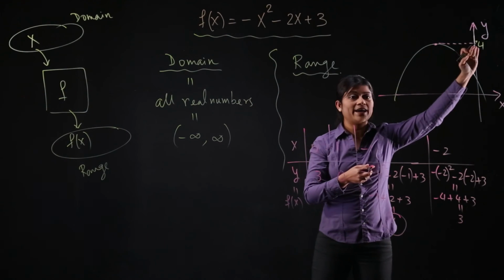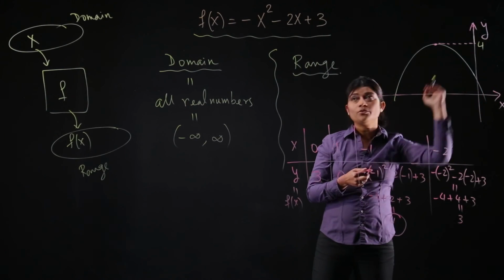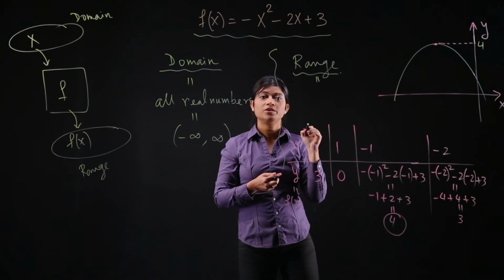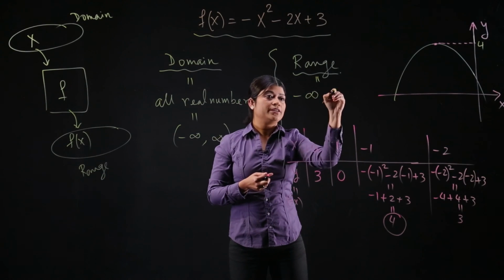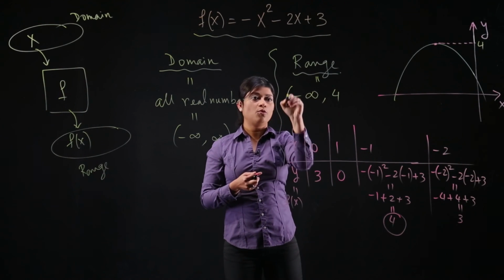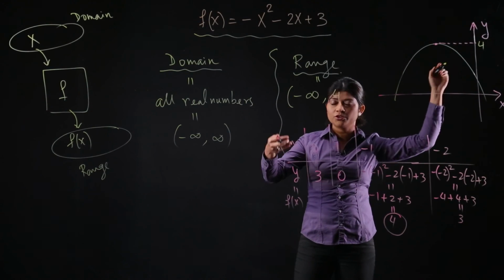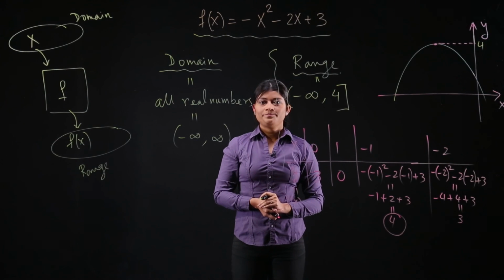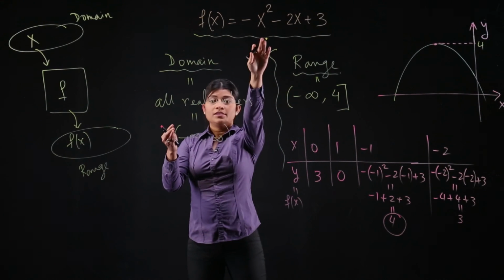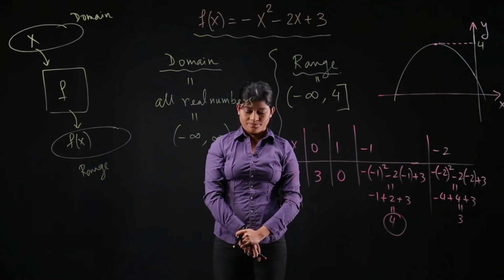So what is the range? Remember, it's all the y values below 4. So how do we write it in interval notation? Everything between negative infinity to 4, but notice that 4 itself is also an output, so it will be included in that interval as well. All right, so this function, this is the domain, and this is the range. Thank you.